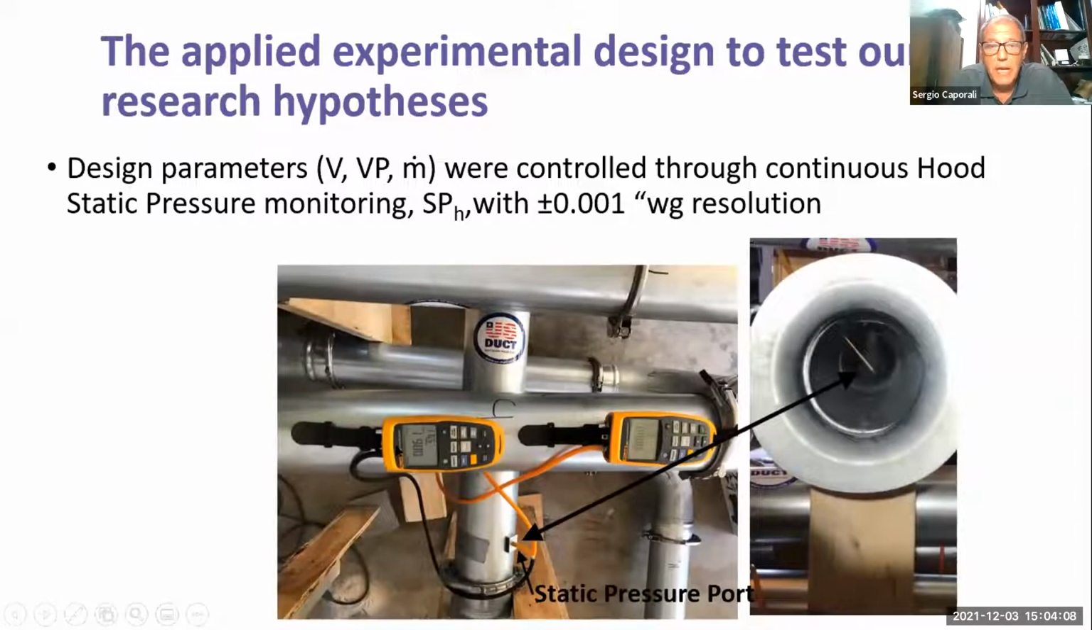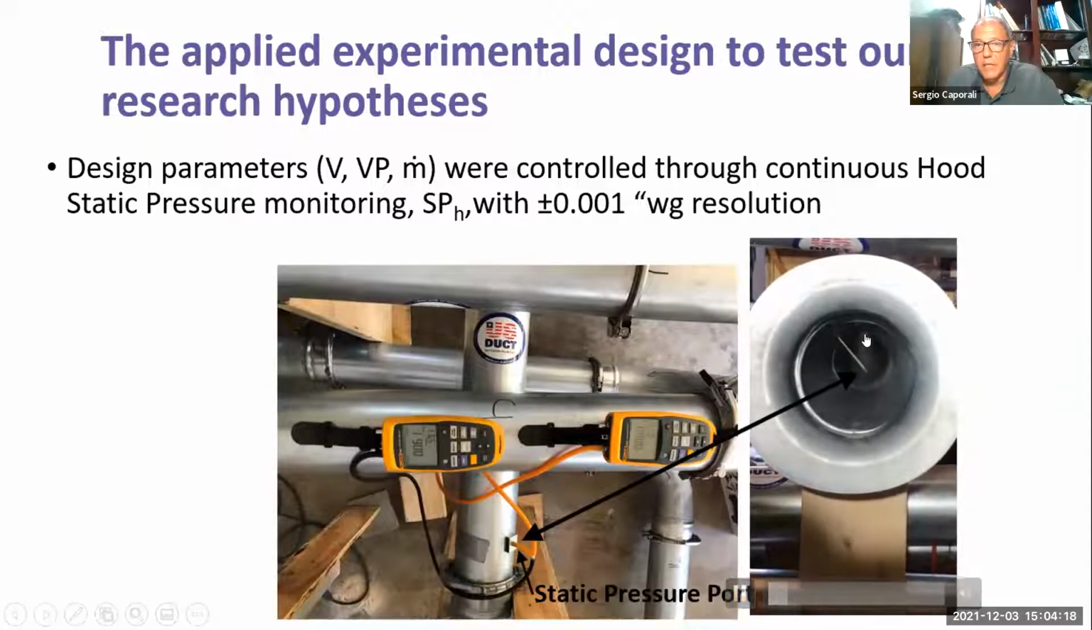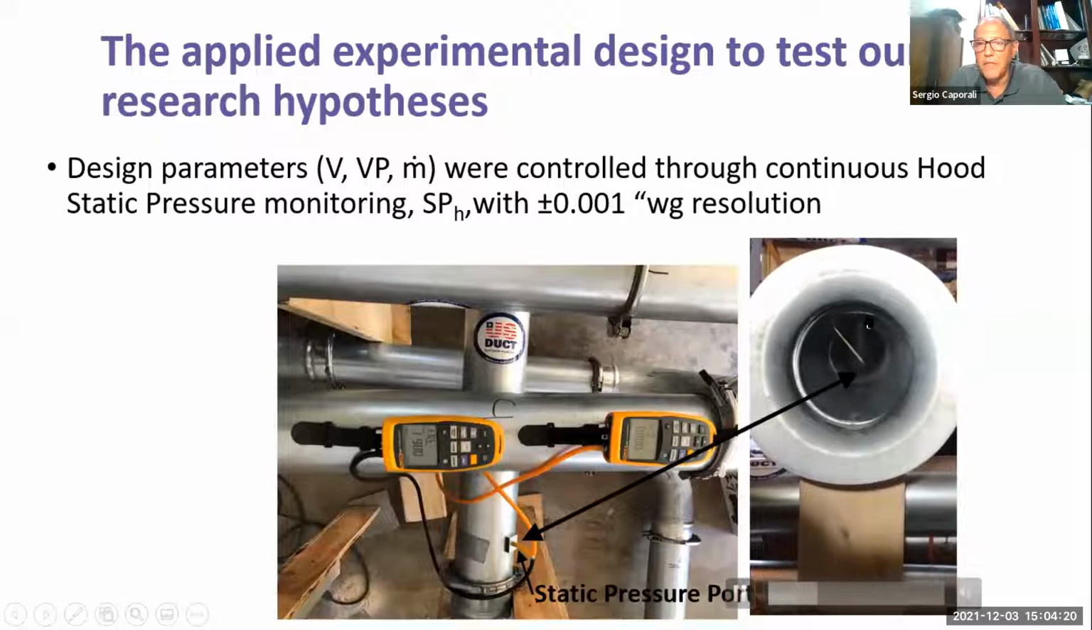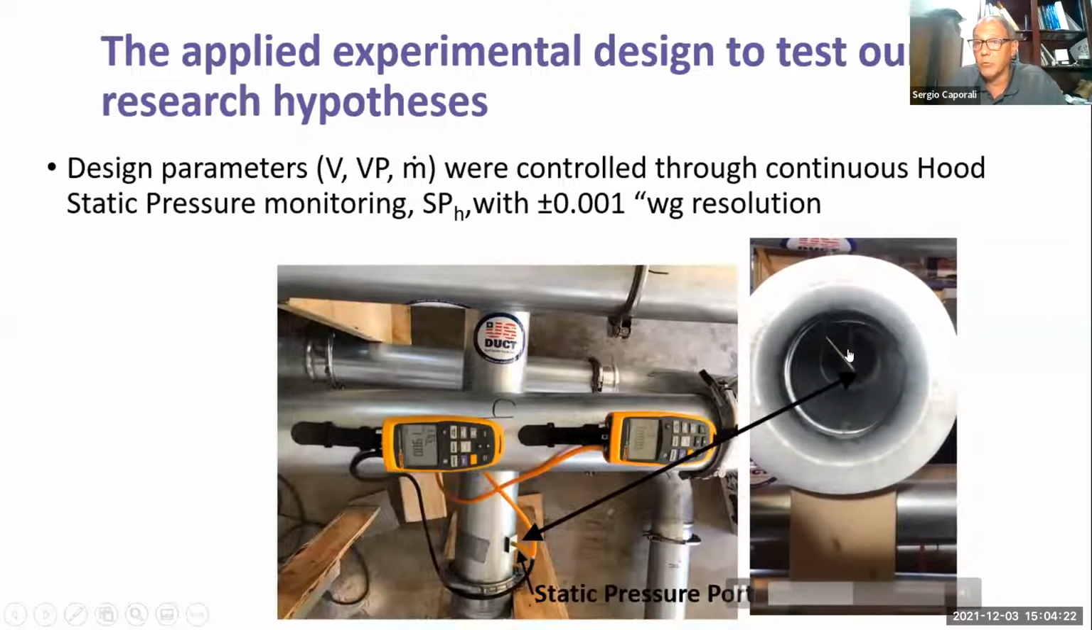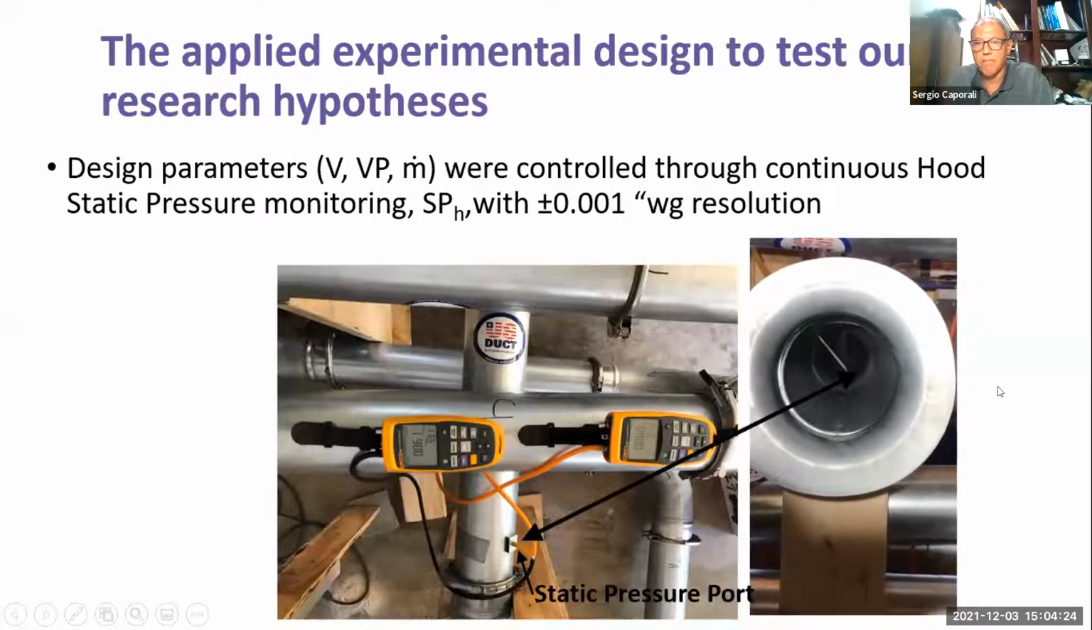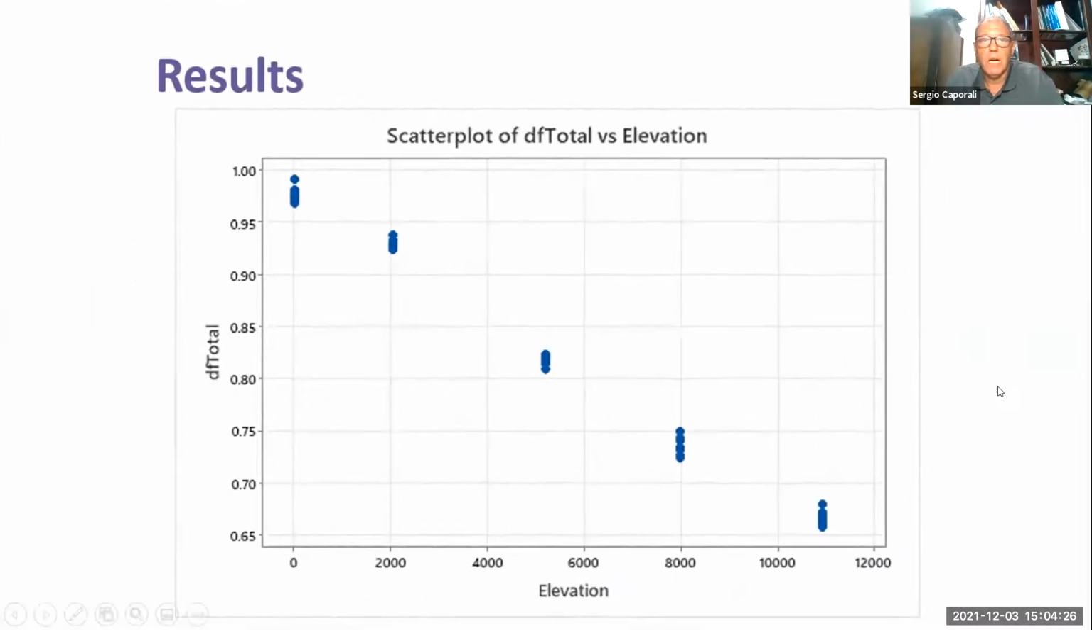Here you see we had redundant systems and very high quality digital manometers to monitor hood static pressure. And just a little bit, you can see here the material being fed into the system while the system is working. As the results, as you can see here in this scatter plot, as the elevation went up, our total density factor went down.